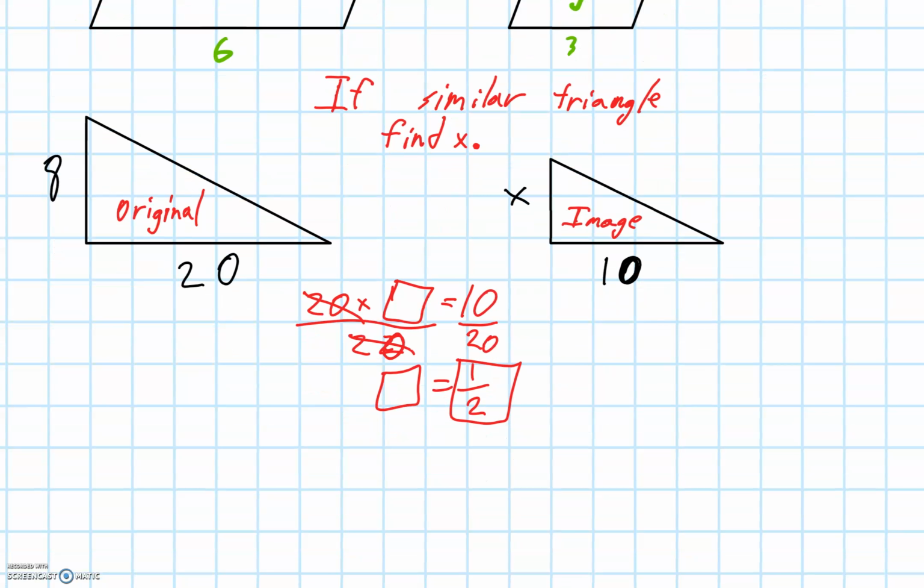So now that we know that, we can go 8 times 1/2 equals x. And so that is like 8 divided by 2, which is 4. And so x equals 4.